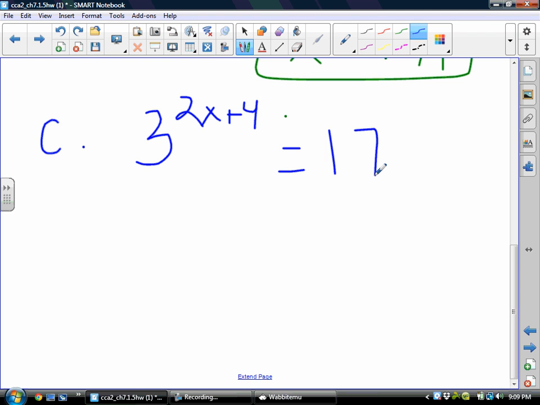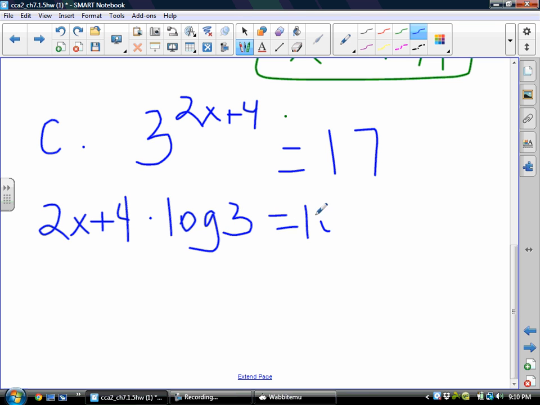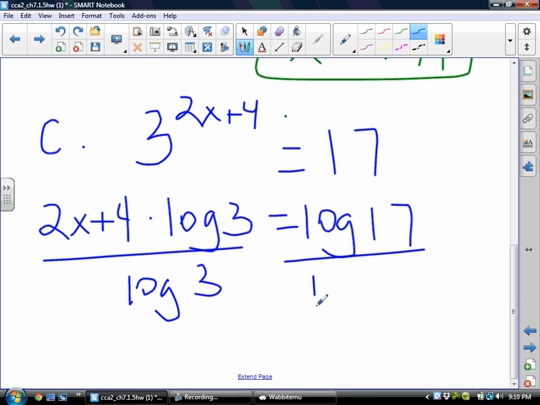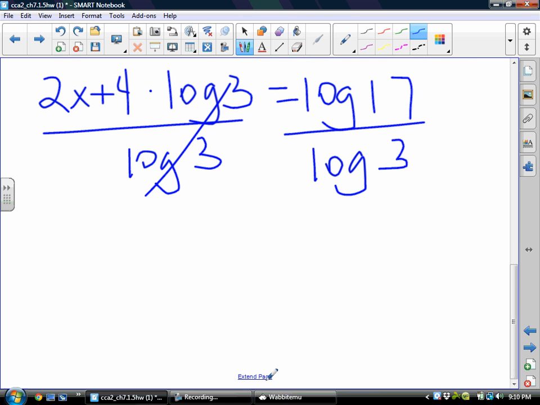Okay, so what I'm going to do, I'm going to combine 2 steps kind of at once. I'm going to add a logarithm on both sides and bring down my exponent in front. So 2x plus 4 times log of 3 equals log of 17. I divide everything by log of 3. Cancels. So I have 2x plus 4 equals whatever this is. And that's going to give me about 2.58.